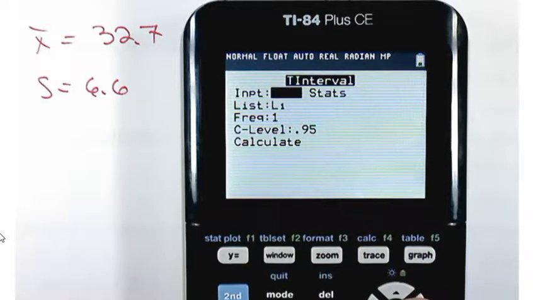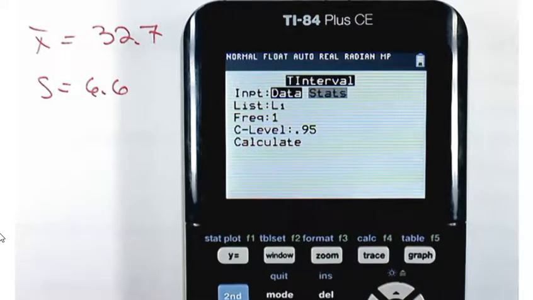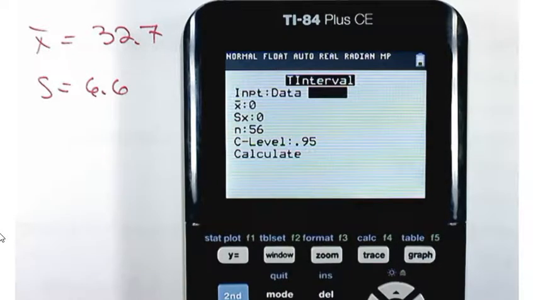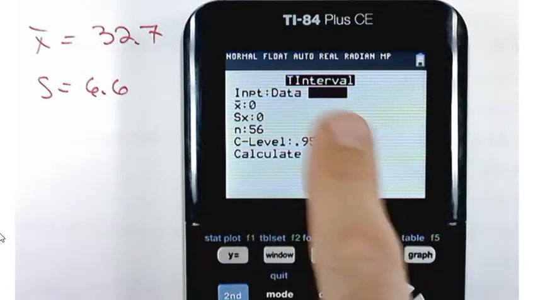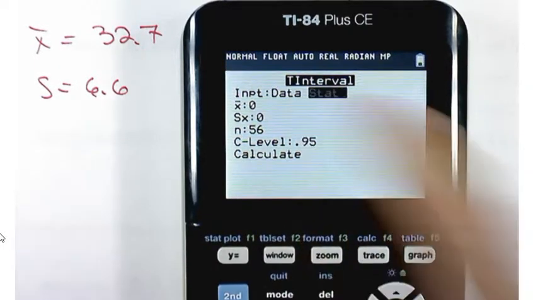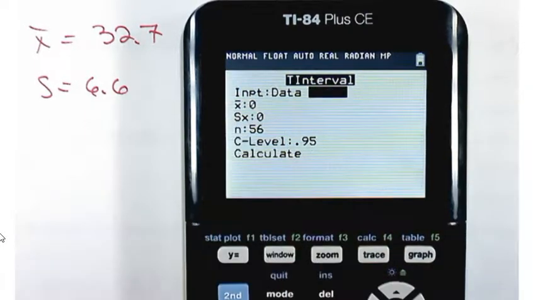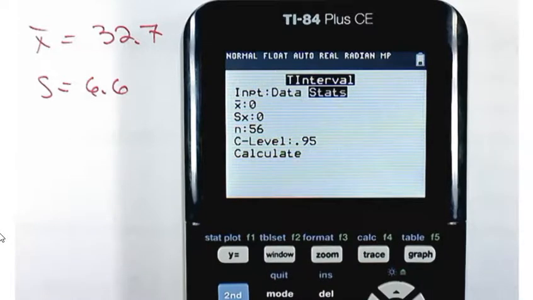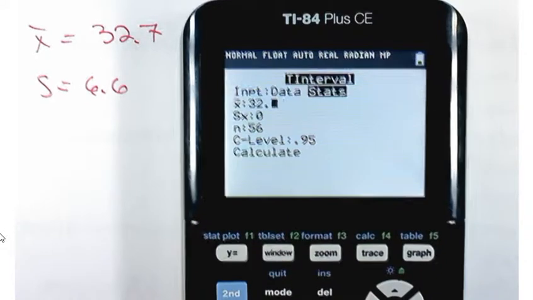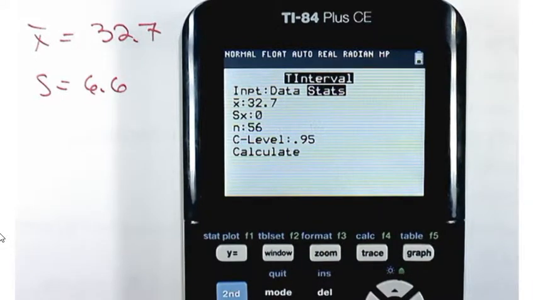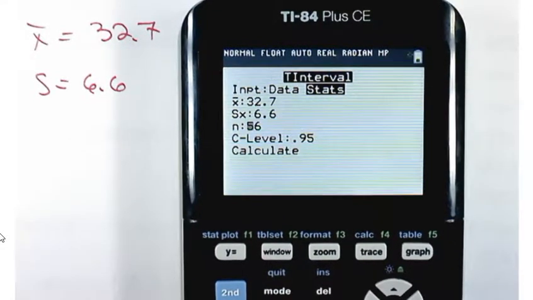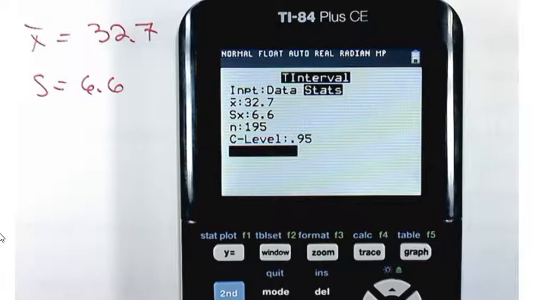We're going to input statistics, so not from data, but from statistics. When you cursor over to statistics, press enter. It should give you a little menu, and you can just input all your statistics. So the mean was 32.7, standard deviation was 6.6, and n was 195. Confidence level is 0.95.